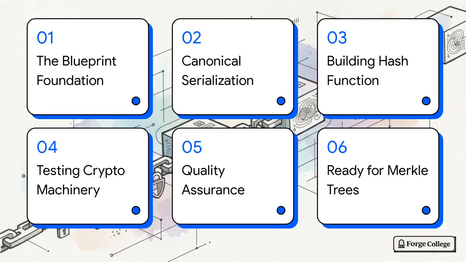Okay, let's dive into our engineering site plan. We'll be looking at 1. The blueprint foundation. 2. Rules of canonical serialization. 3. Building the hash function. 4. Testing your cryptographic machinery. 5. Essential quality assurance. And finally, 6. Ready for Merkle-trees. Let's get to it.